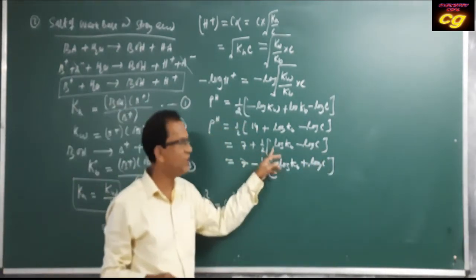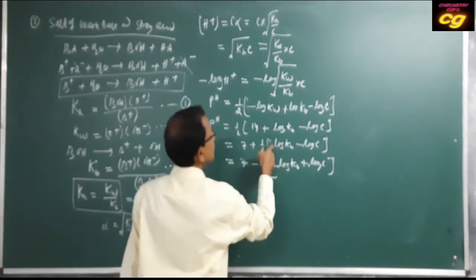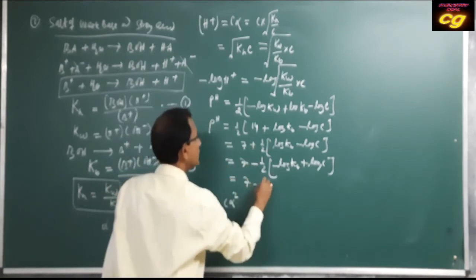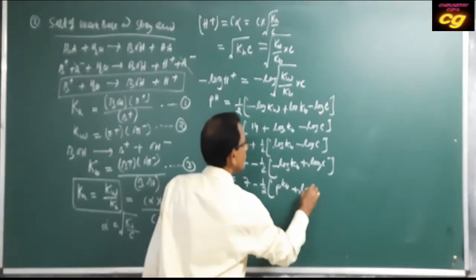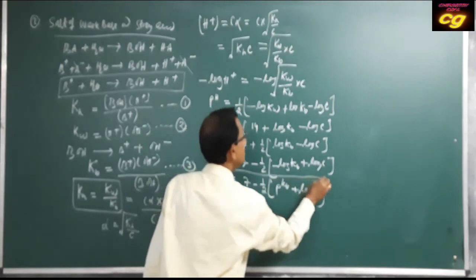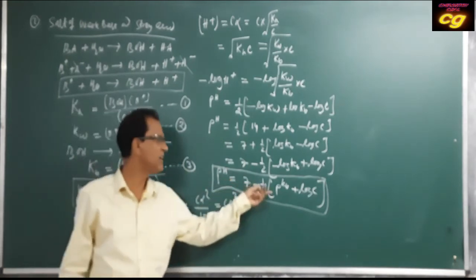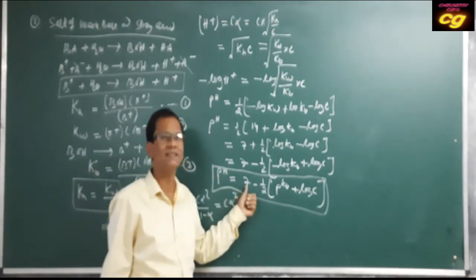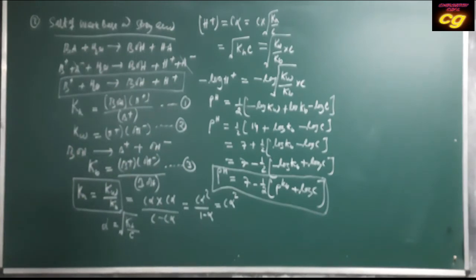Why are we converting? Because minus log Kb equals pKb, that is why the plus sign changes to a minus sign. Then 7 minus half of, what is this, it is called pKb plus log C. So this is the calculation of pH of the salt of a weak base and strong acid. As the acid is strong, the pH will be less than 7 by this amount. So this is a very important calculation for the pH value of this.